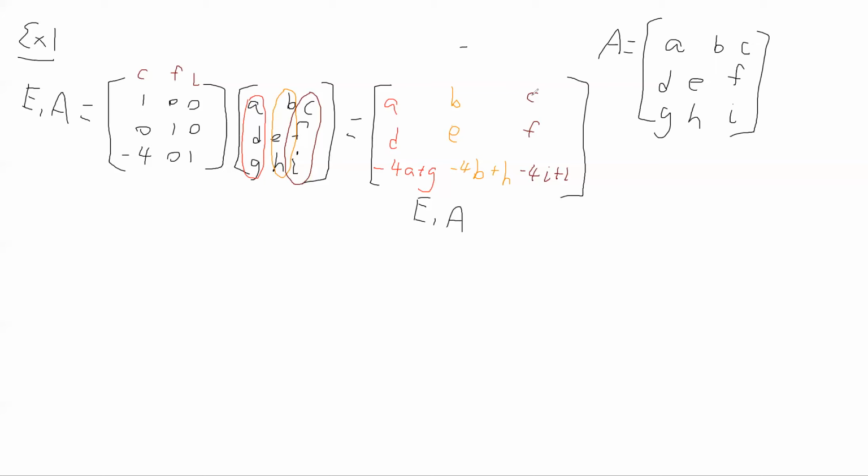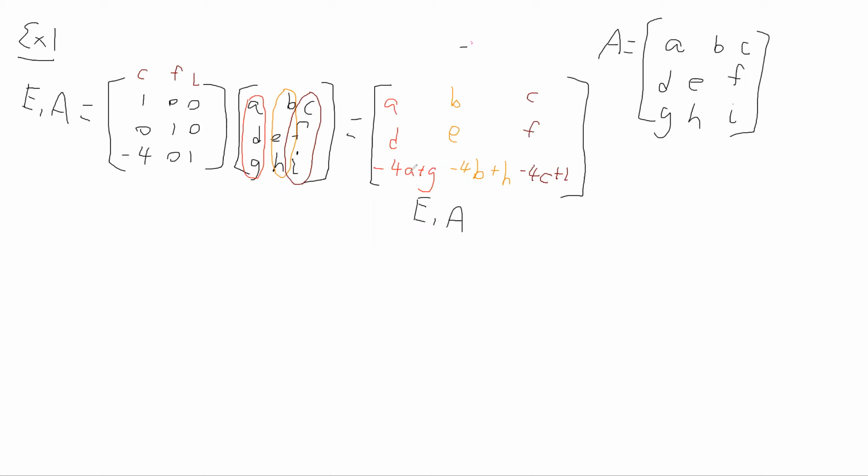So the first two rows are the same. We have A, B, C, D, E, F. The only thing that is a little different is the third row. And let's look at what's different. We still have the G, H, and I, but notice that we have the extra term negative 4A, negative 4B, and negative 4, that should be C. Sorry, I'm going to erase that. Should be negative 4C. Right here, C, because C times negative 4 plus I times 1, negative 4C.